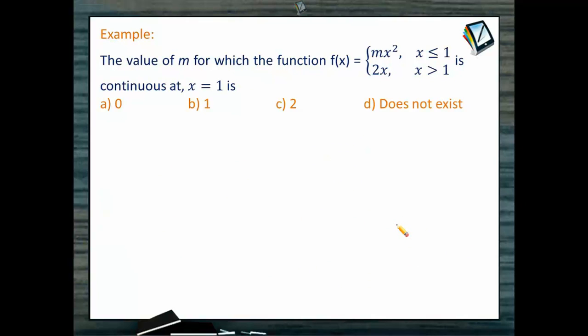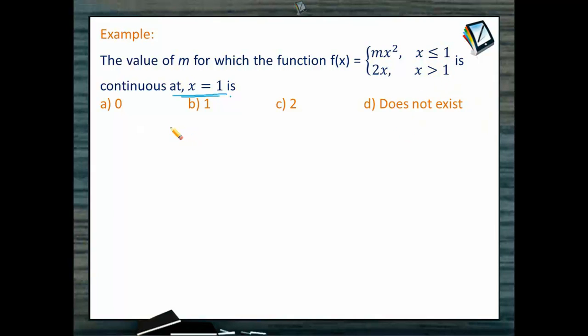Find the value of m for which the function f of x given by mx square if x is less than or equal to 1, and 2x if x is greater than 1, is continuous at x equal to 1. Now in what way is the function defined? So which form of continuity test would help us? The function is defined differently to the left side of 1, and separately for the values which are to the right of 1. So this is a piecewise defined function.